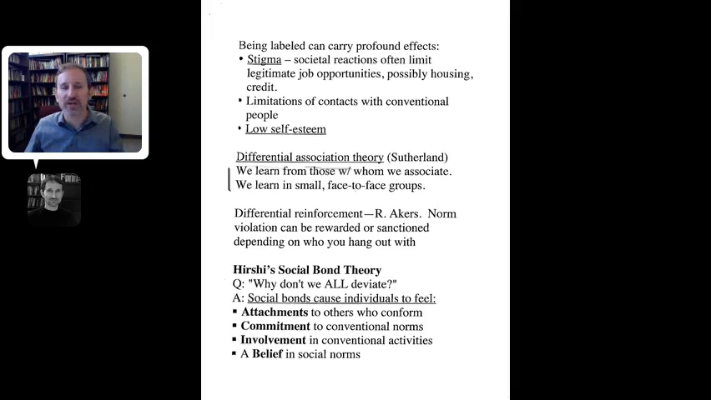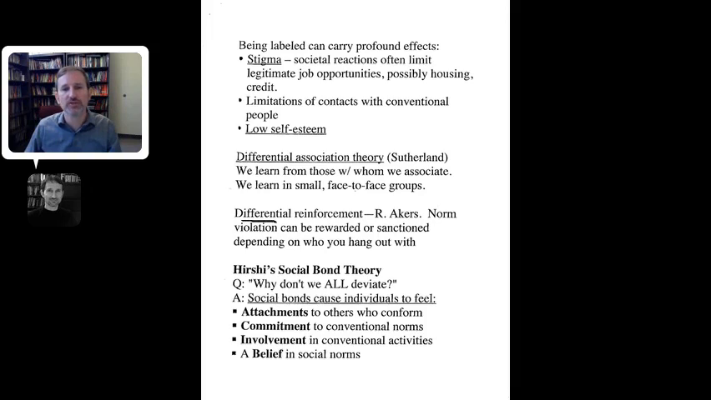It doesn't sound so shocking to us, but at the time, this was a really nice theoretical corrective and addition to biological-based theories. He was saying, you learn crime from the people you associate with. You don't come out of the womb knowing how to hotwire a car or pick a lock, right? You learn these things. And how do you learn them? Small face-to-face groups. How most people learn things, okay? So the impact of your friends and environment is something that Sutherland brought to the table.